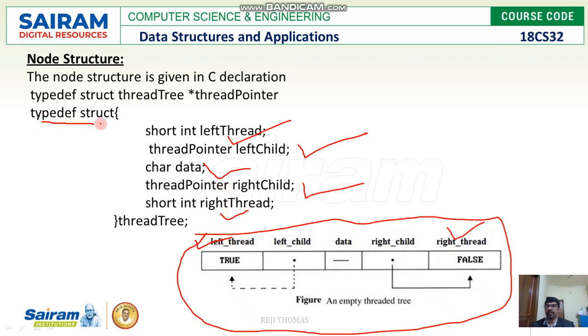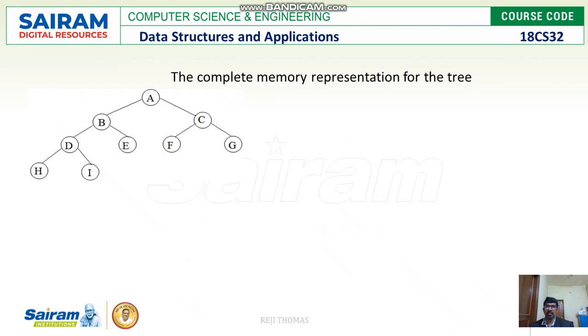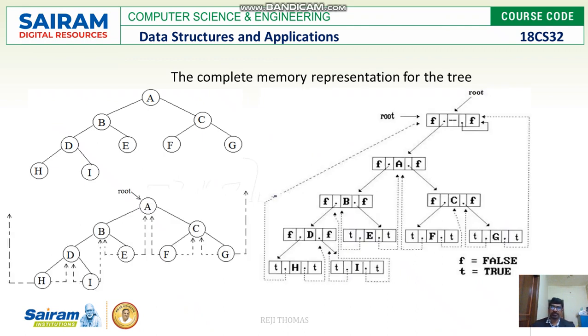So the rest everything remains the same, and thread tree is the new type which we have created. And in the new type which I created, there are five members. What are the additional members? Left thread and right thread. So let us see the memory representation for this.